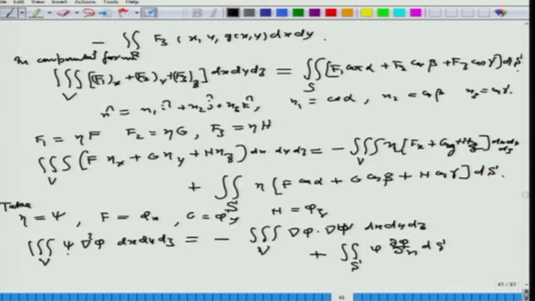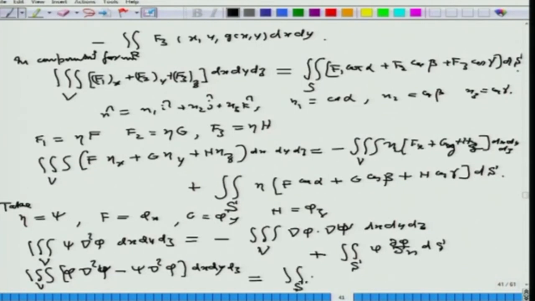If we interchange phi and psi and then subtract, we get the similar formula which we had earlier. So, this over V phi del square psi minus psi del square phi dx dy dz will be, this term will cancel and we will have only the boundary term phi del psi by del n minus psi del phi by del n.